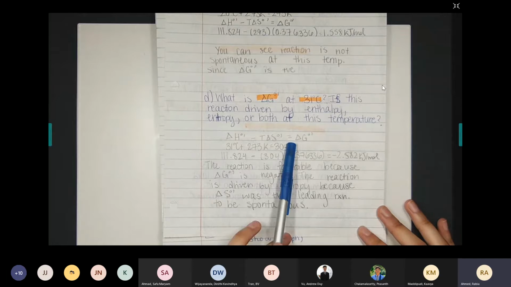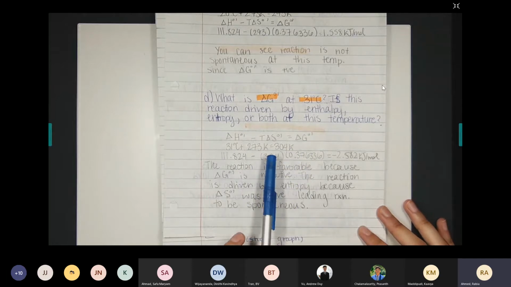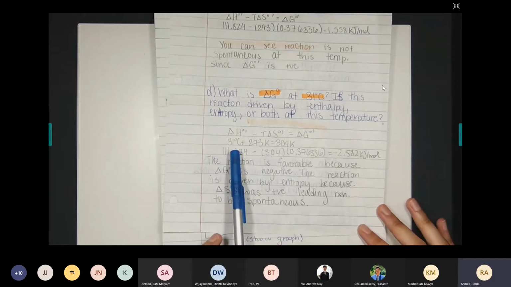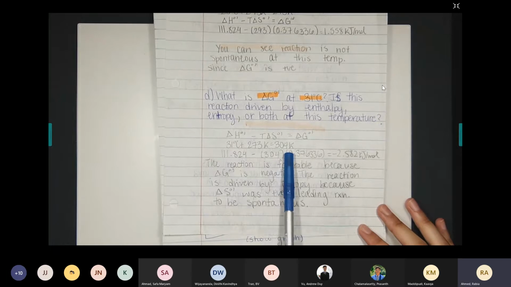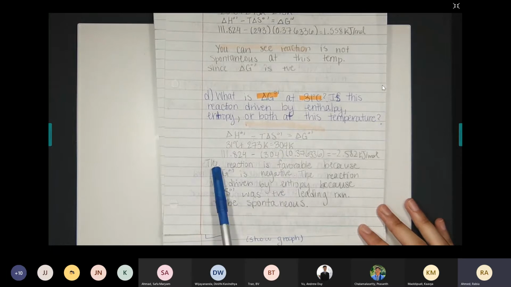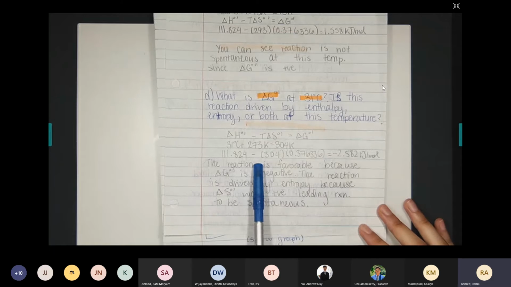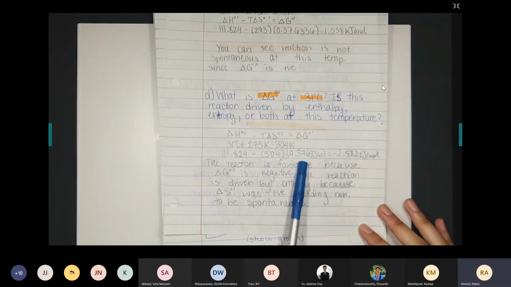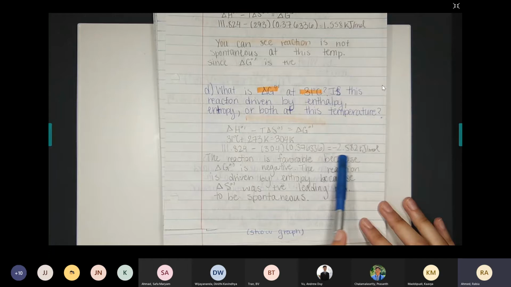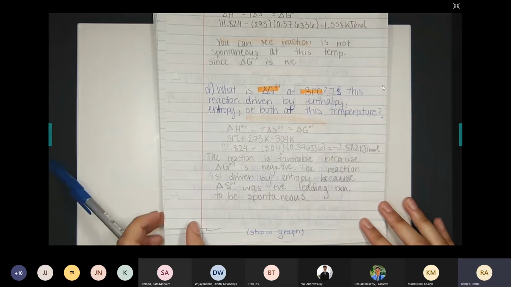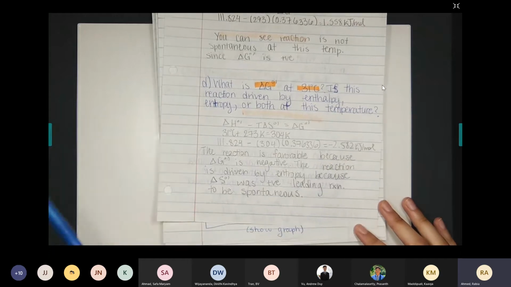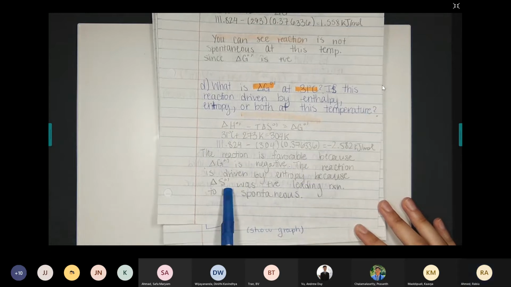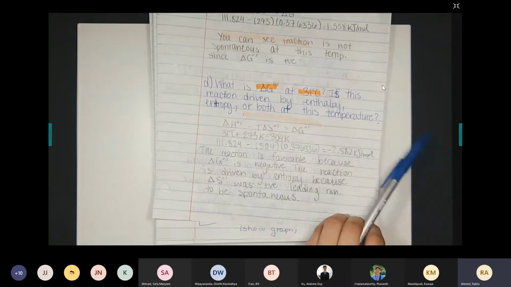So you use this equation, change of H minus T times change of S equals change of G. So 31 degrees Celsius plus 273 K equals 304 K. So you do 111.824 minus 304 times 0.376336, which equals negative 2.582 kilojoules per mole. Since it's negative, the reaction is going to be favorable. And the entropy is also going to be positive, which you can see here. So that means that it's spontaneous. Okay.